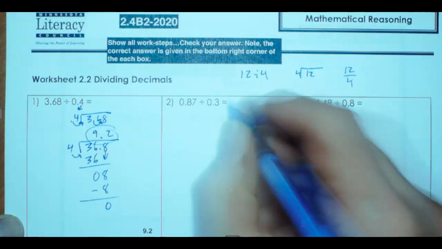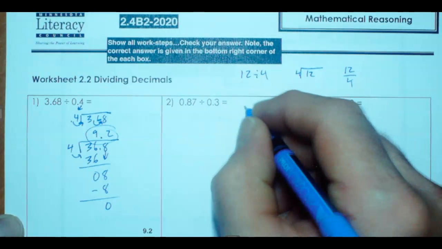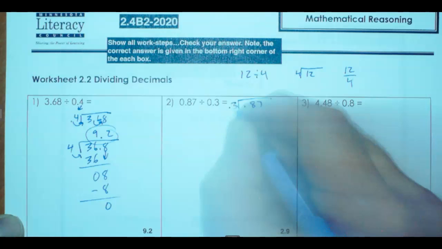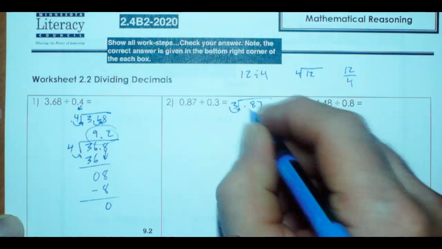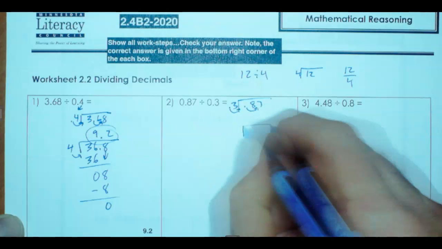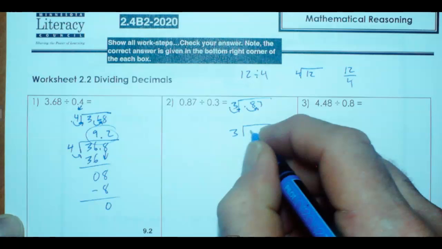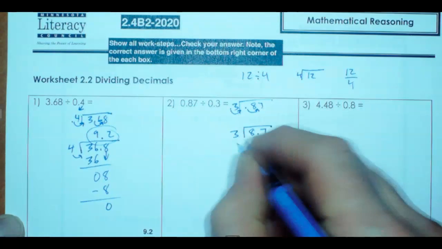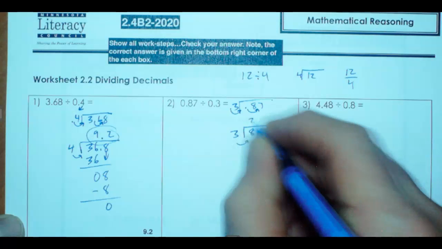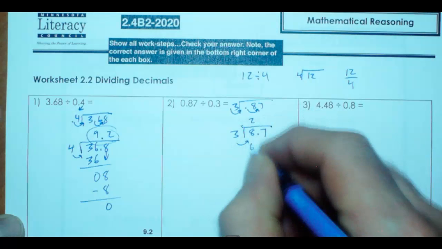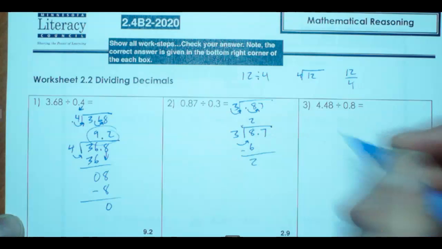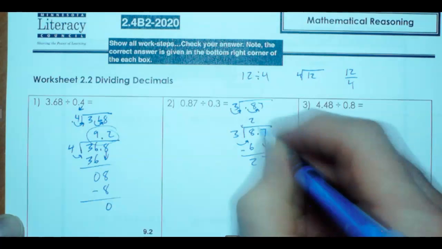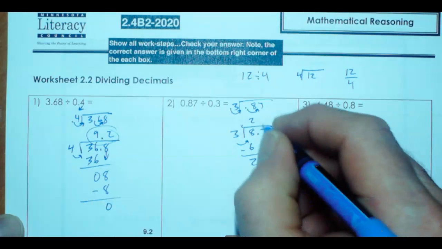All right. So let's think about this one here. We've got 0.87, and we're dividing that into 0.3. Once again, we can't have that decimal, so we multiply this. And our new problem becomes 8.7 divided by 3. 3 going into 8, it goes in there 2 times. 2 times 3 is 6. We subtract, we got 2 left. Bring down the 7. Does 3 go into 27? Yes, it's going to go in there 9 times.